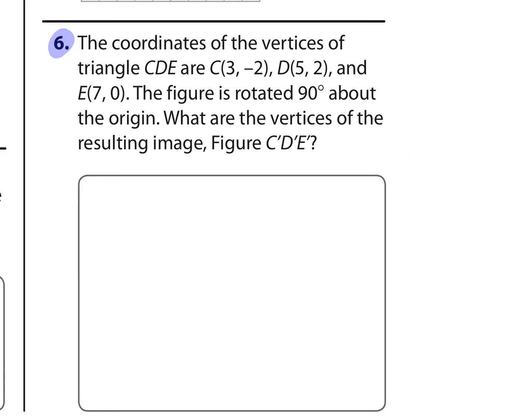Number 6, the coordinates of the vertices of triangle CDE are given. The figure is rotated 90 degrees about the origin. Now, it should have been more specific. I'm going to go ahead and note this is 90 degrees counterclockwise. What are the vertices of the resulting image, figure C', D', E'?